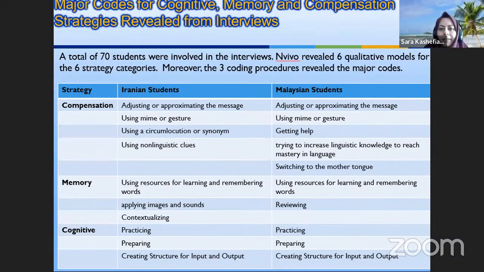For memory strategies revealed from the interviews, we noticed that for Iranian students, using resources for learning and remembering words was predominant, and that was also the case with Malaysian students. For Iranian students, we had applying images and sounds and contextualizing, while Malaysian students talked about reviewing. Then for cognitive ones, both Iranian and Malaysian students stated that they practiced, they prepared, and created some kind of structure for input and output.